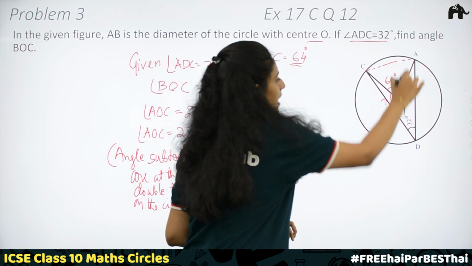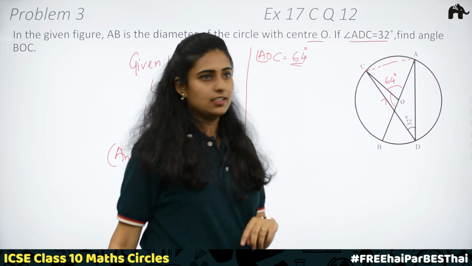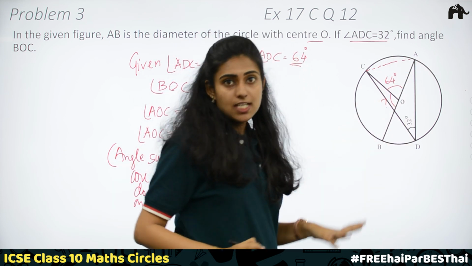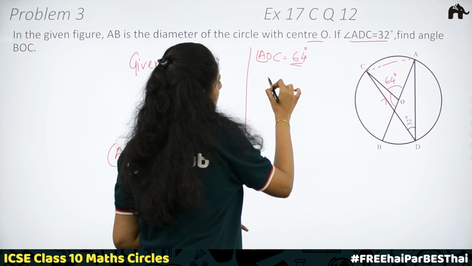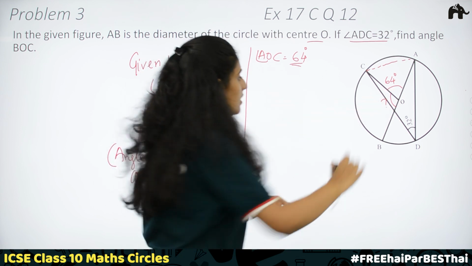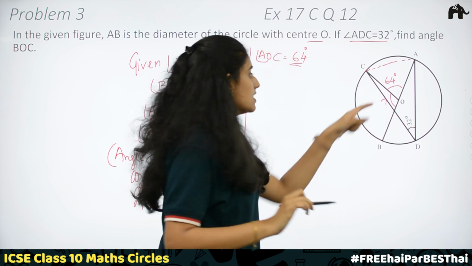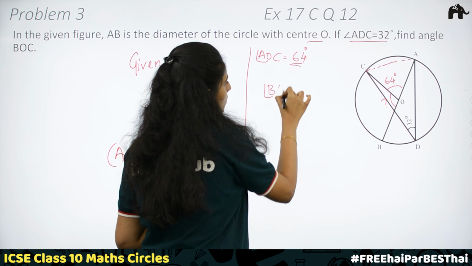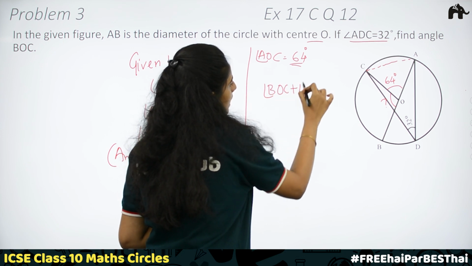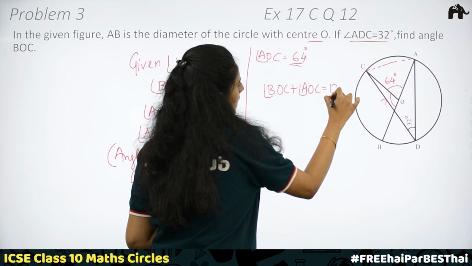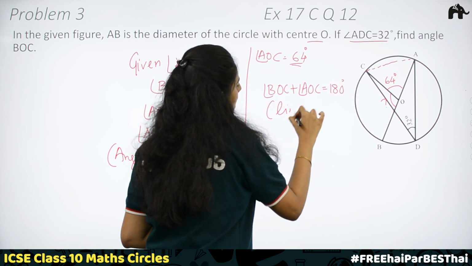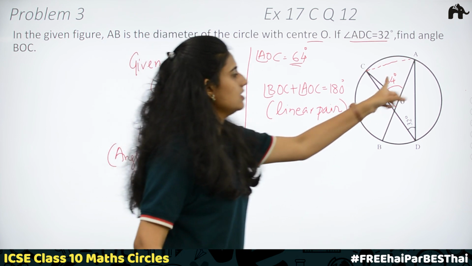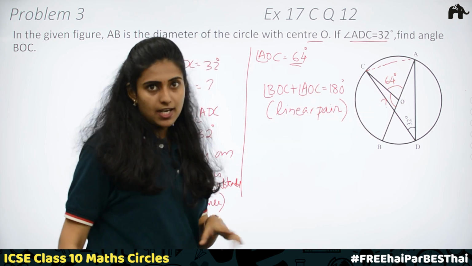How are AOC and BOC related? BA is the diameter and it is a straight line. For a straight line, the sum of the angles on the straight line will be equal to 180 degrees. That is angle BOC plus angle AOC equals 180 degrees. We call it linear pair. Sum of angles on a straight line will be equal to 180 degrees.